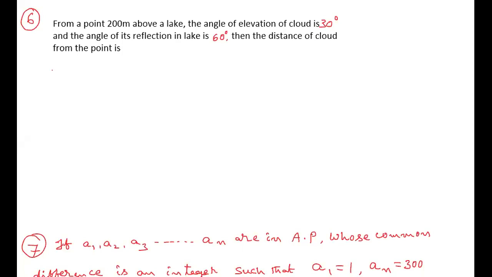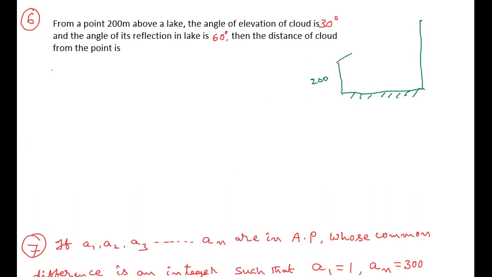So the sixth question is heights and distance related. From a point 200 meters above a lake. Now, first draw the diagram here. This is the lake. 200 meters above, this is 200 meters height. The angle of elevation of a cloud. Here is a cloud. Draw this.